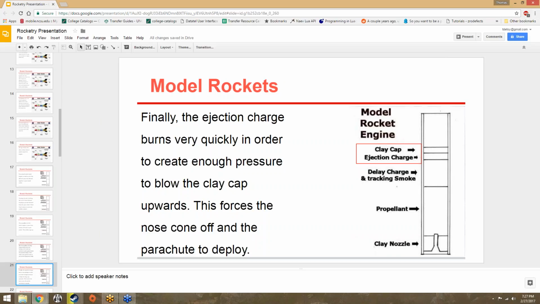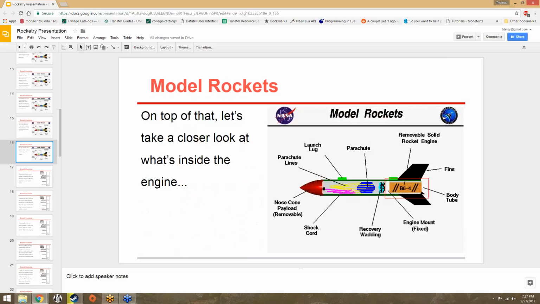Okay, so yeah. It blows the clay cap off. The hot air fills the inside of the rocket, and that increases the pressure on the inside of the rocket, which forces more hot air to want to go upwards, and so on and so forth. And that's why the recovery wadding exists there. The recovery wadding is meant to be what pushes everything outwards, and the hot air is meant to be behind.